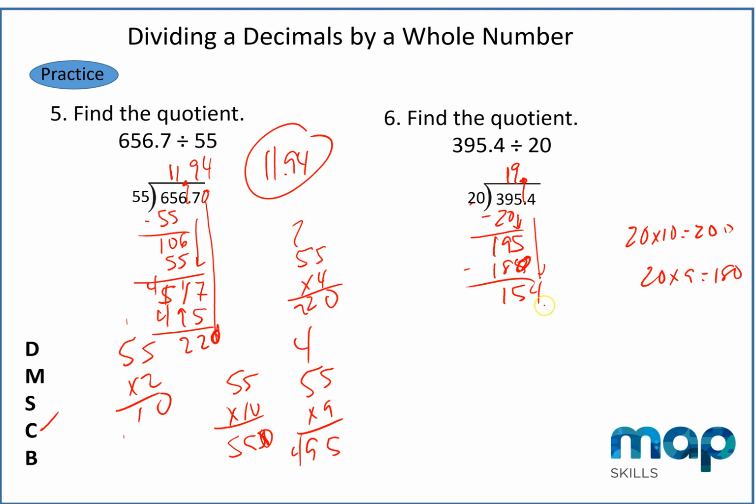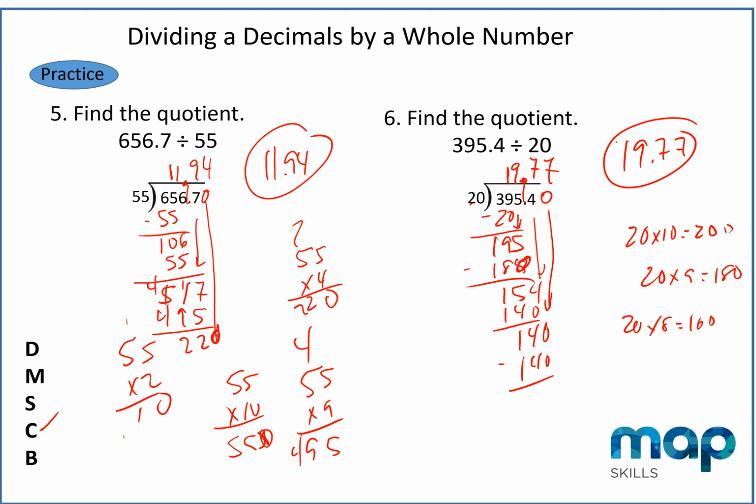I bring down my 4. Again, 20 times 8 is 160. That's too big, so it must be 7. 140. That leaves me 14. Now, I can't have a remainder, so I'm going to add a 0 here and bring that down. And that gives me 7, which will give me 140. So my answer is 19 77/100.